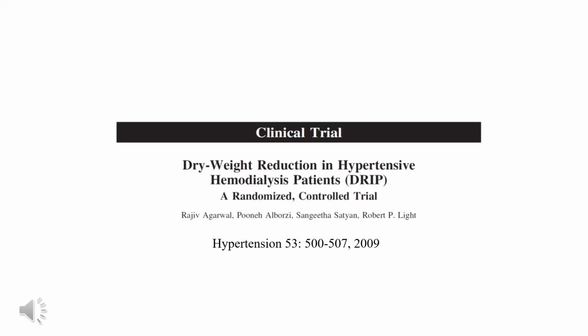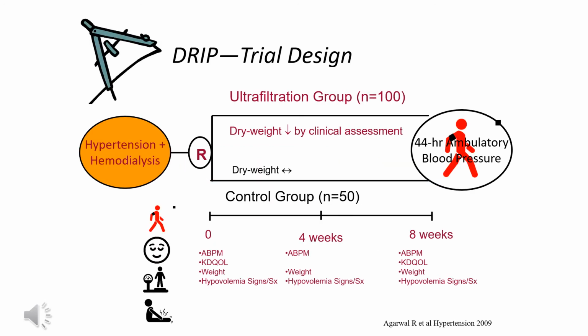So we tested this concept in the DRIP trial that was published more than a decade ago. In this trial, we took hypertensive dialysis patients and randomized them to a group in which we probed the dry weight, and a control group where we just saw the patients without probing the dry weight. The endpoint was the 44-hour ambulatory blood pressure monitoring that was measured at baseline, at 4 weeks, and at 8 weeks. We also measured the kidney disease quality of life at baseline and 8 weeks. We measured weight and hypovolemic signs and symptoms at every treatment.